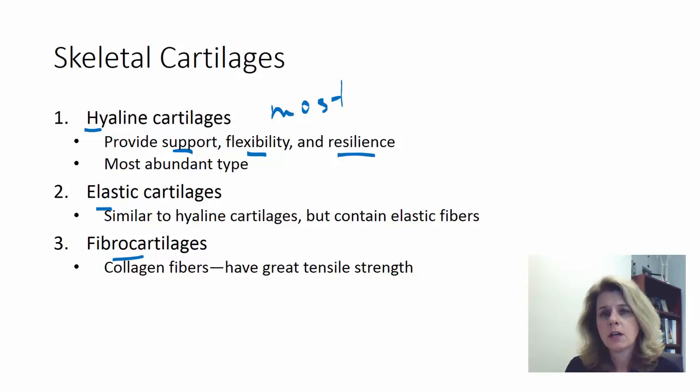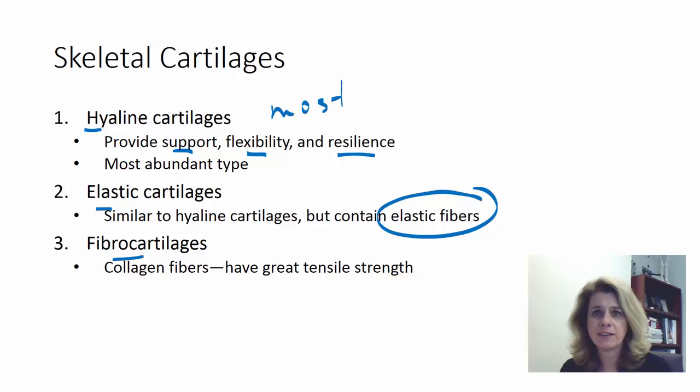hyaline cartilage. Your elastic cartilages are very similar to hyaline cartilages, but they're really elastic. It means they're really springy. Okay. So I'll show you some examples of where you can find elastic cartilage. And then your fibrocartilages, they have collagen. And if you remember back from earlier discussions, anytime you see the word collagen, think strong. So these are very strong cartilages.